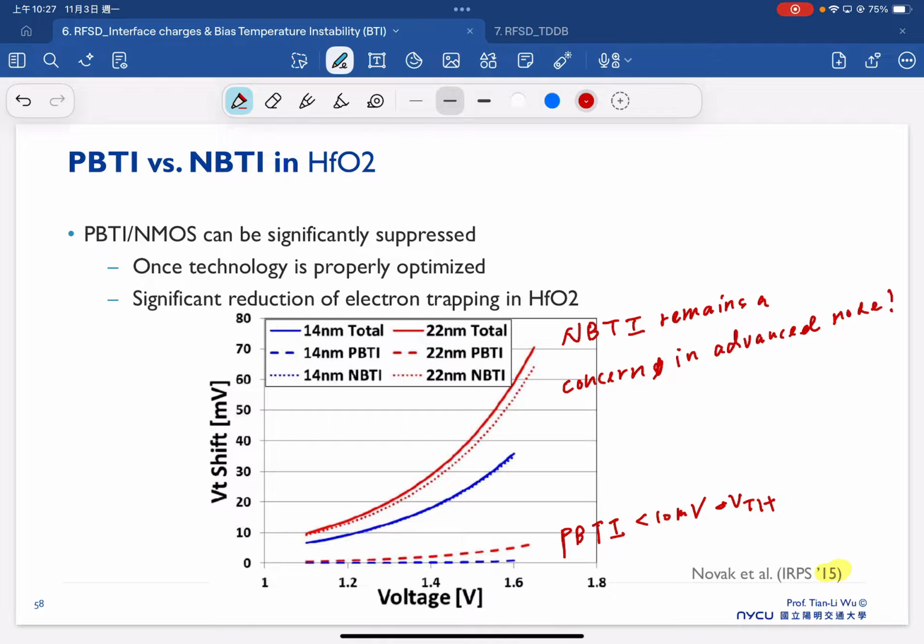So we try our best to reduce the electron trapping in the hafnium oxide under PBTI, but NBTI is still causing certain issues at this moment.